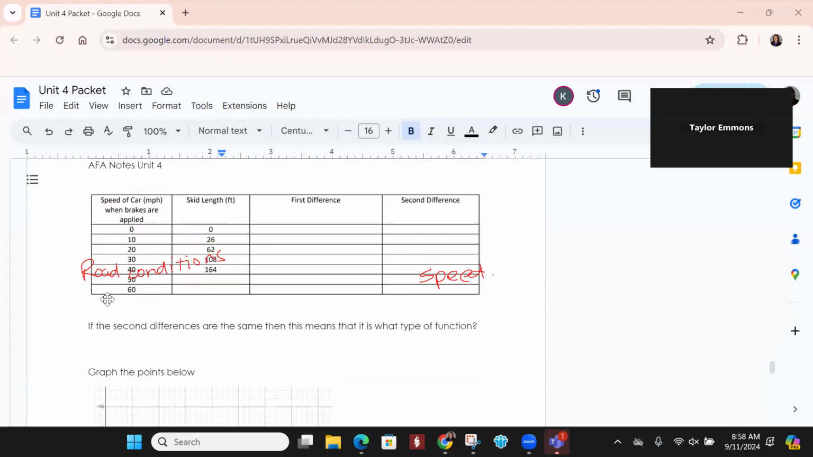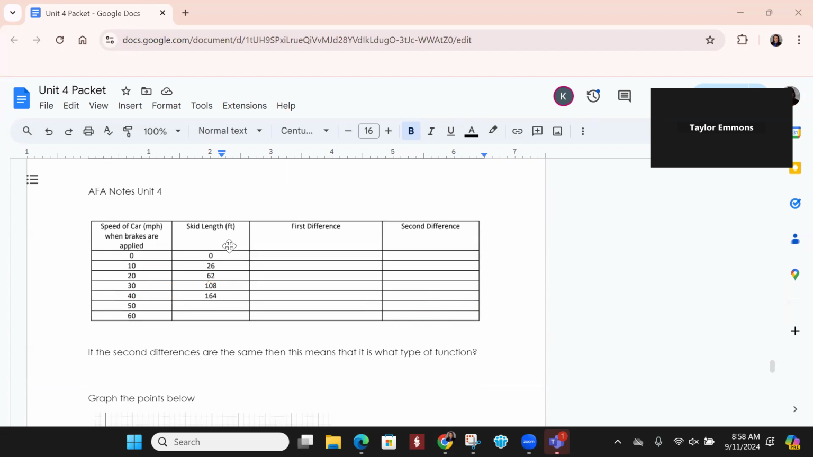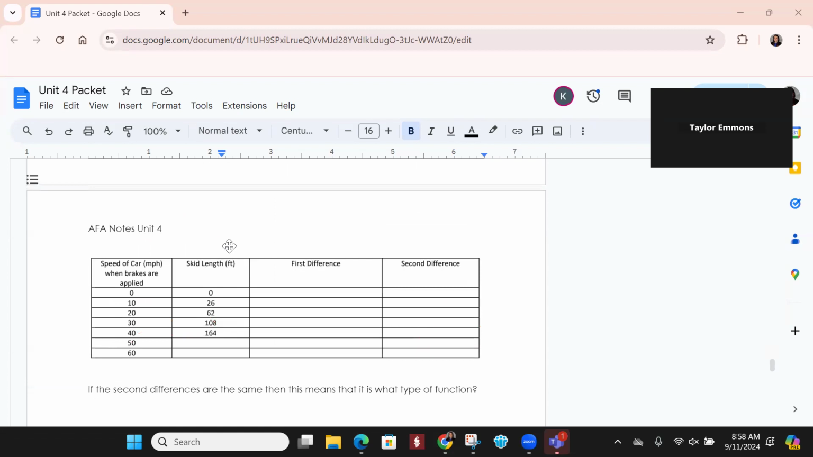All right, so we are going to fill in this table. When we find the first difference, what does the word difference mean in math? Difference means subtraction. We don't have a first difference for this first section, but what's 26 minus 0?